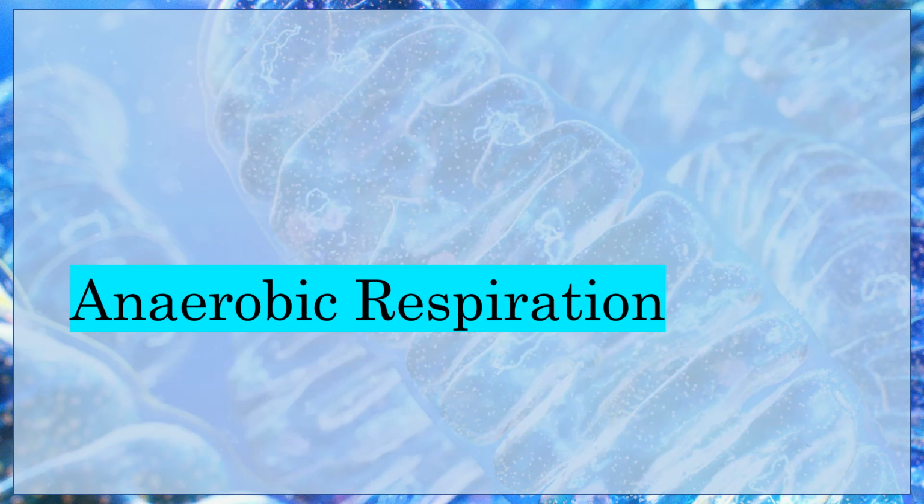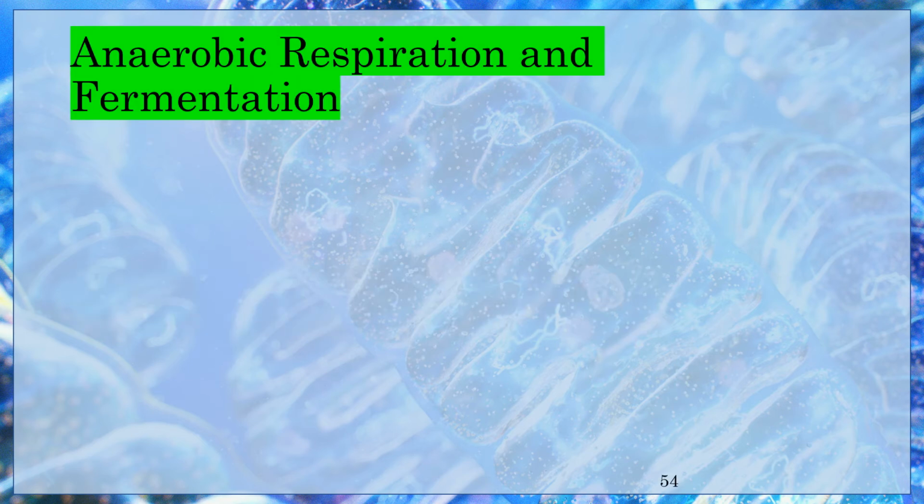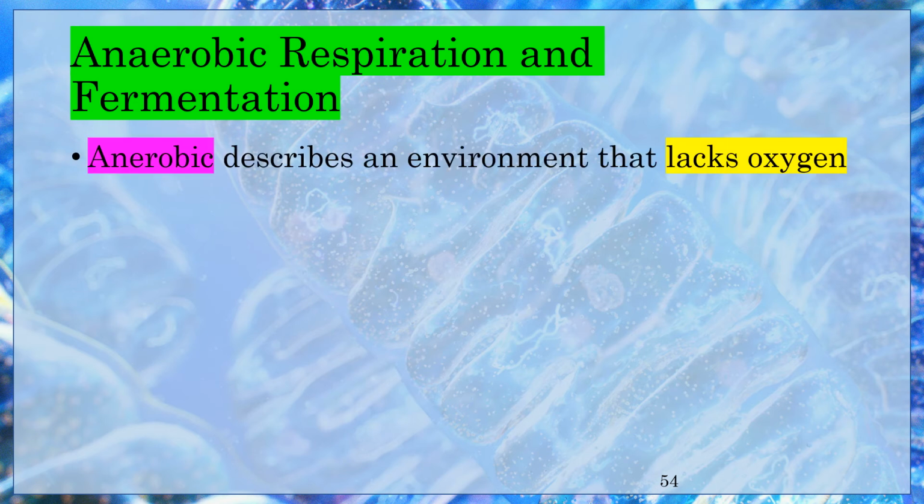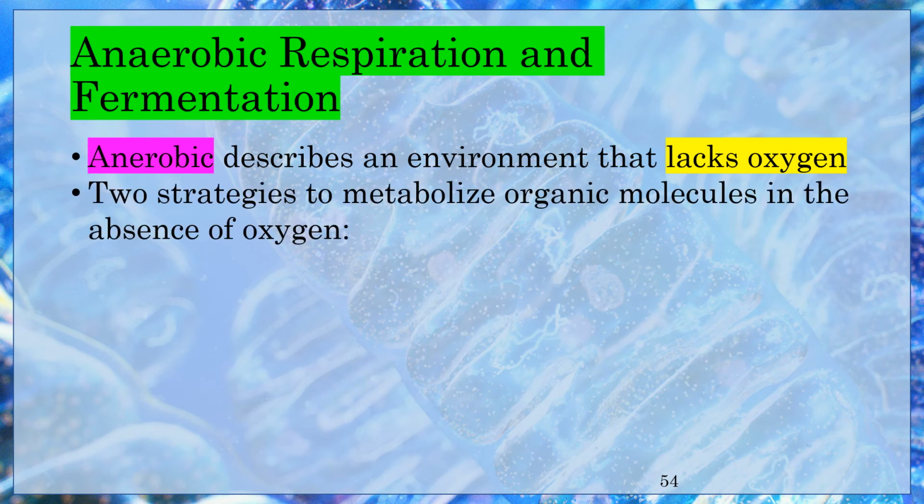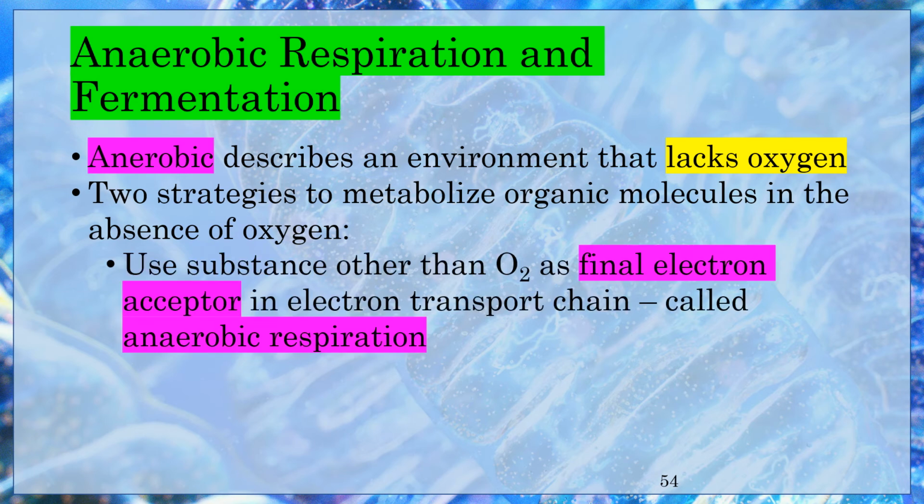And then lastly, we have anaerobic respiration. Now as I said before, this process requires oxygen, but what if we don't have oxygen in the system? Anaerobic describes an environment that lacks oxygen. There are two strategies to metabolize organic molecules in the absence of oxygen. They use a substance other than oxygen as their final electron acceptor in the electron transport chain, called anaerobic respiration.